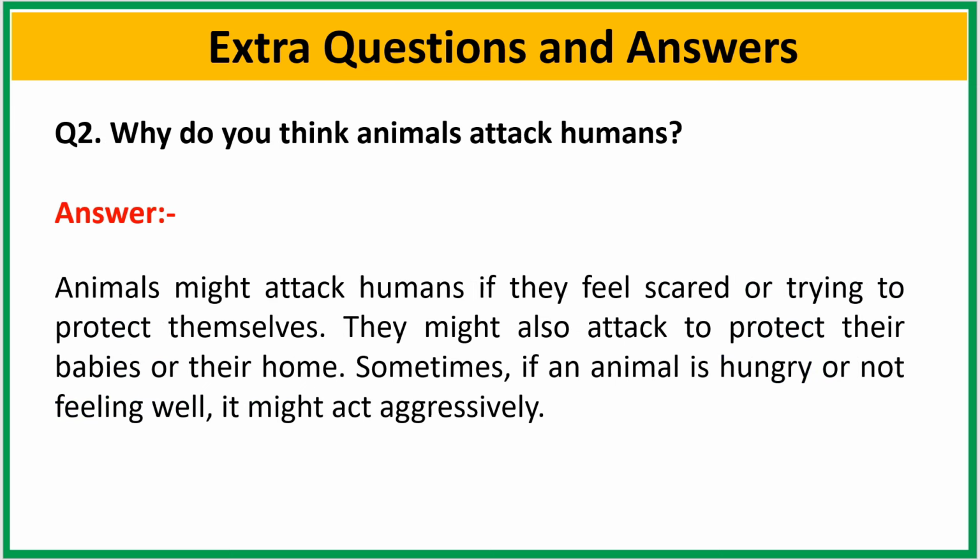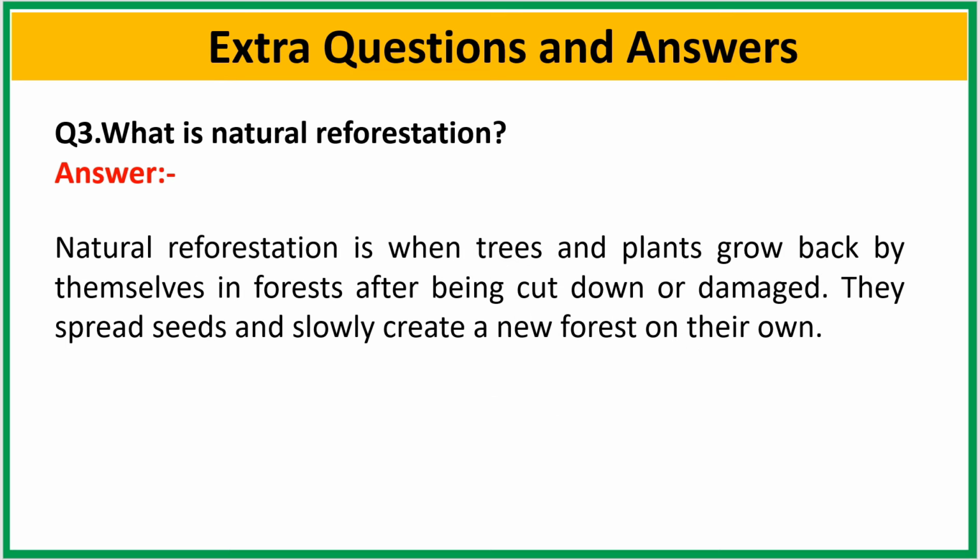Question number 2. Why do you think animals attack humans? Answer. Animals might attack humans because they feel scared or are trying to protect themselves from the human. Sometimes they want to protect their babies or their home. Sometimes, if an animal is hungry or not feeling well, in that case also they will attack the human very aggressively.